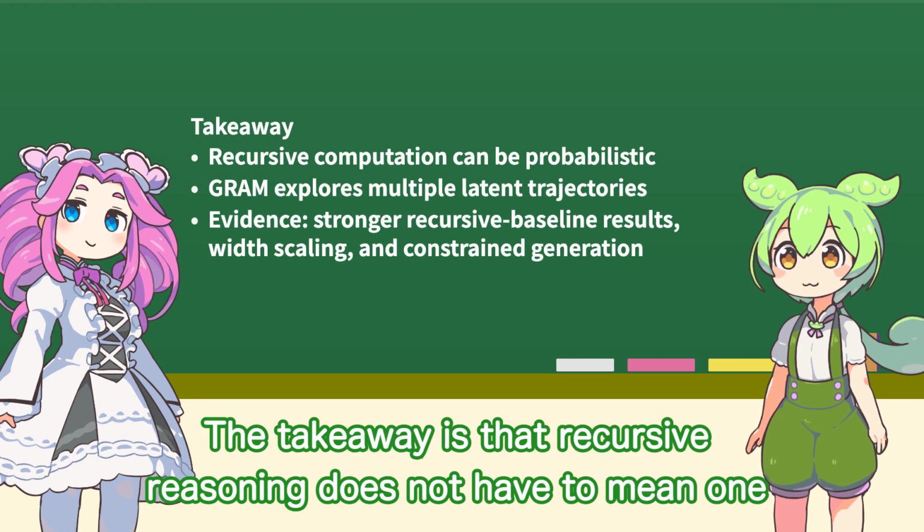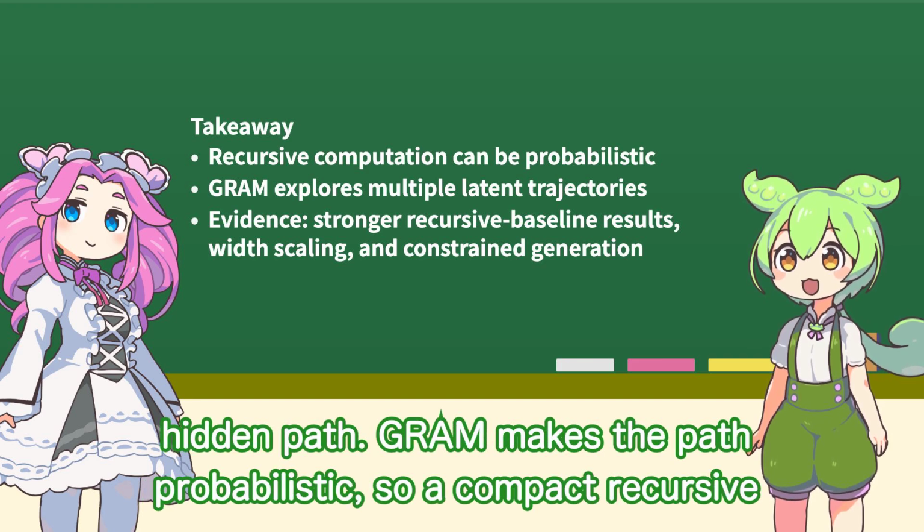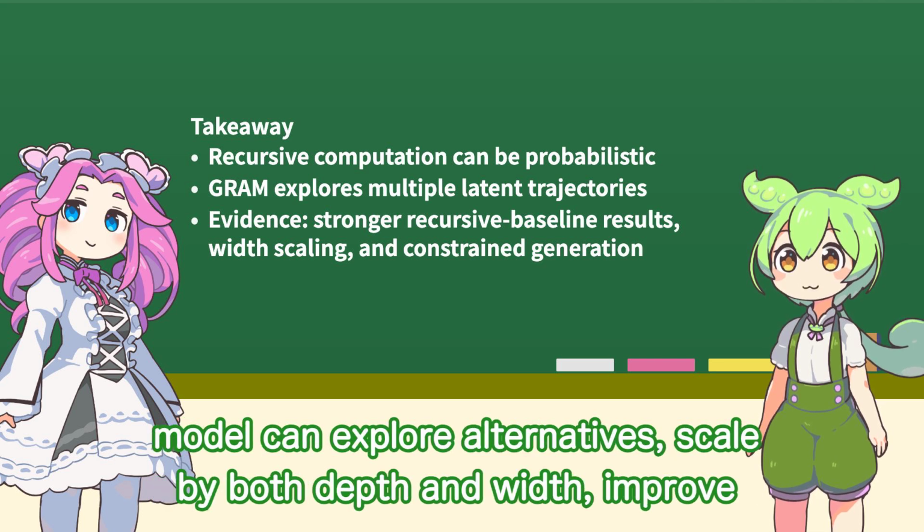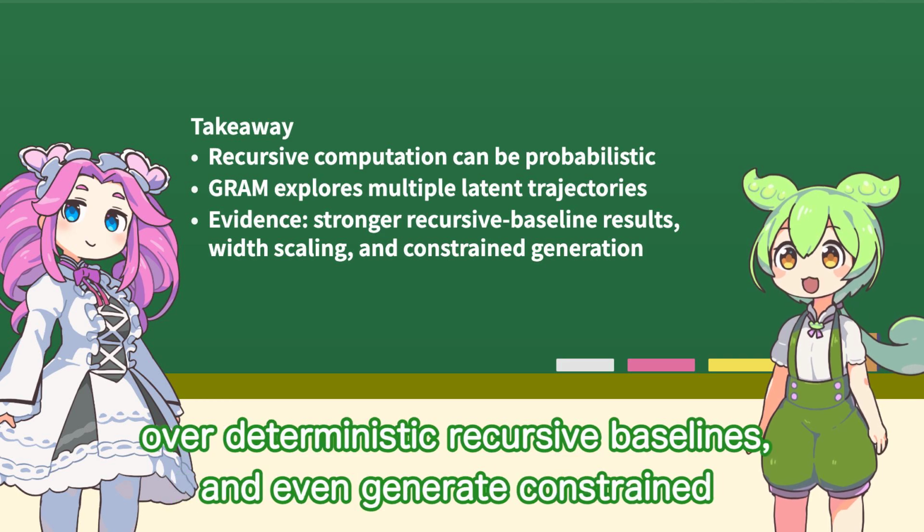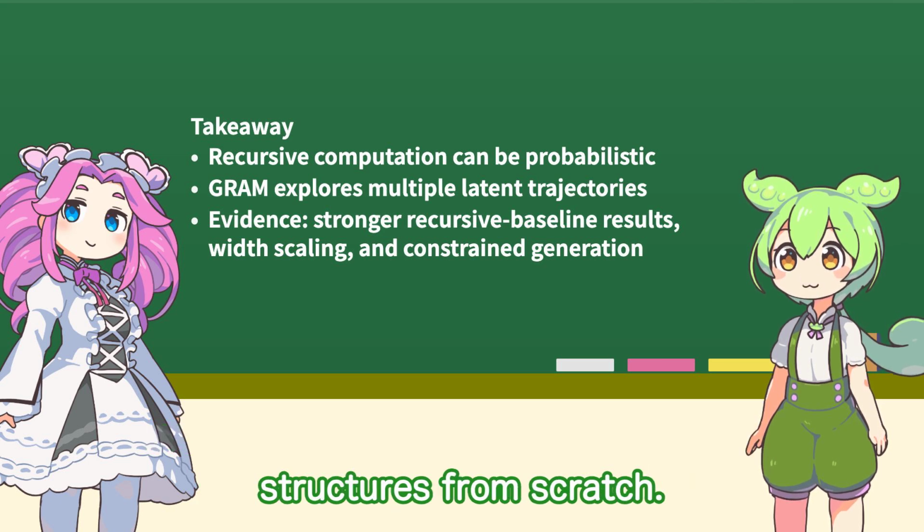The takeaway is that recursive reasoning does not have to mean one hidden path. GRAM makes the path probabilistic, so a compact recursive model can explore alternatives, scale by both depth and width, improve over deterministic recursive baselines, and even generate constrained structures from scratch.